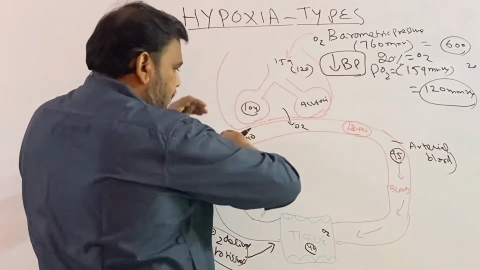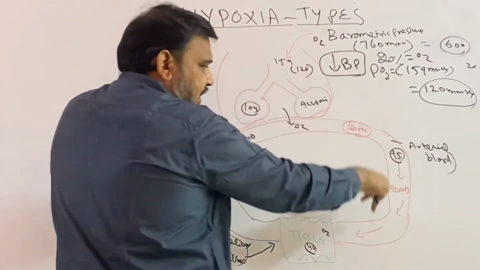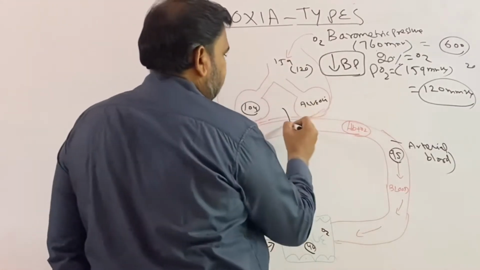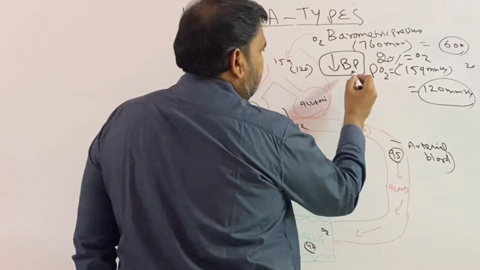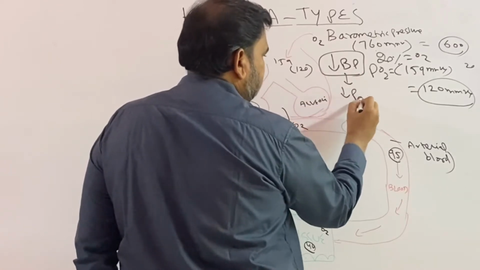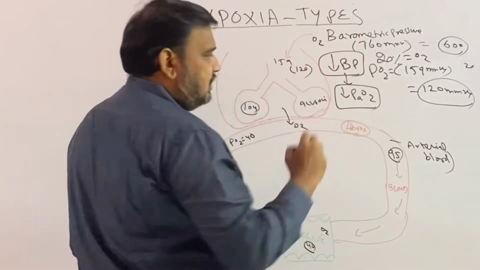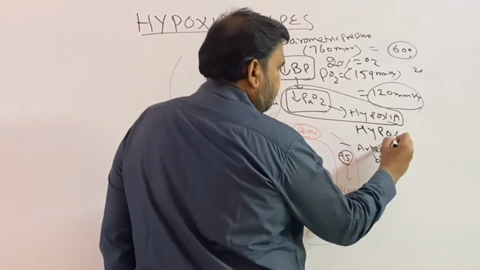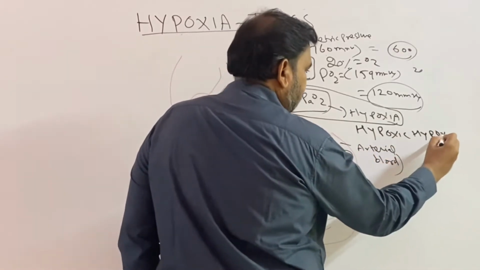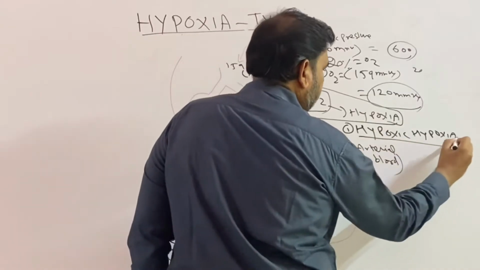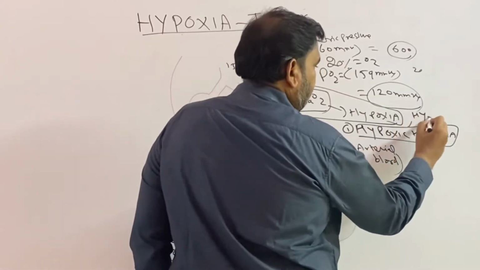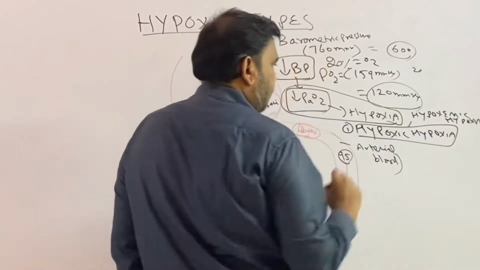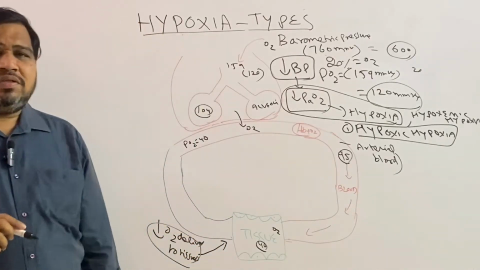This is the first step. Exchange occurring is the second step. Transport is the third step. Tissue taking is the fourth step. So here the partial pressure is decreased. In this condition, the partial pressure of oxygen is decreased, which causes hypoxia. Hypoxia type number 1: hypoxic hypoxia or hypoxemic hypoxia, both are the same. The cause is decreased partial pressure of oxygen.